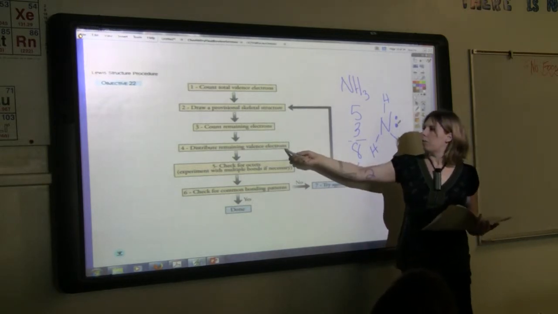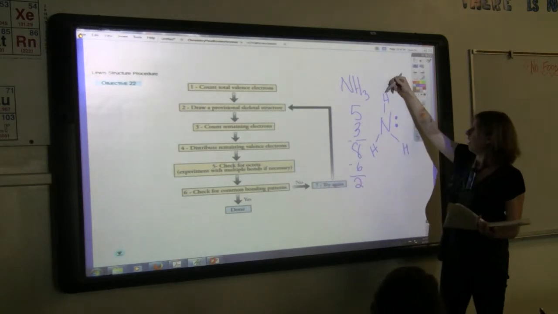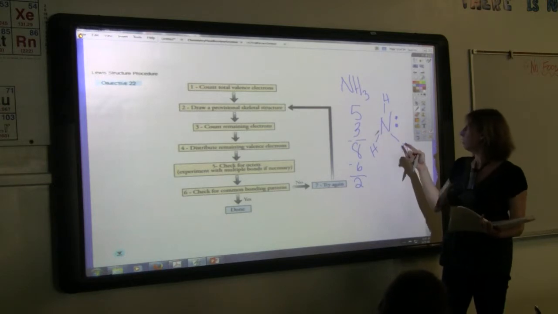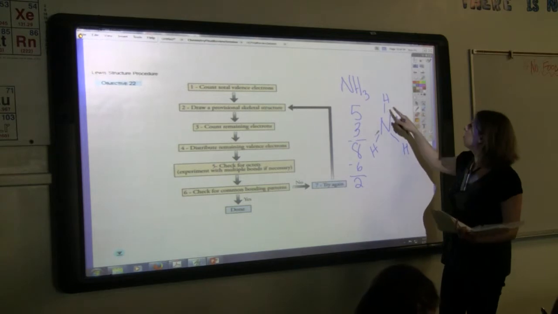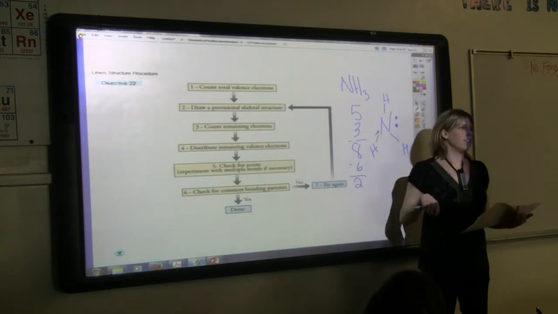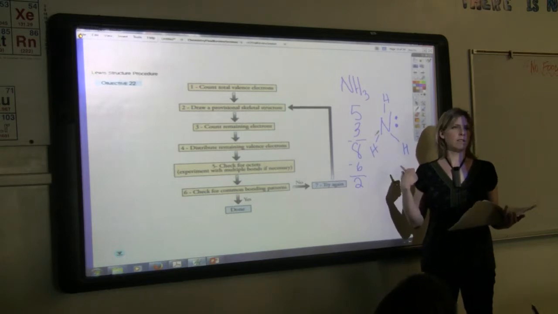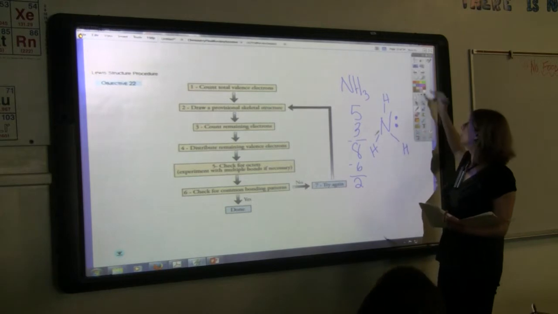So I distributed the remaining valence electrons. Check for octets. So hydrogen is good. It's sharing 2, sharing 2, sharing 2. Nitrogen has 1, 2, 3, 4, 5. Sorry, 2, 4, 6, 8. It's good. Life is good. Questions? Is it coming back to you?